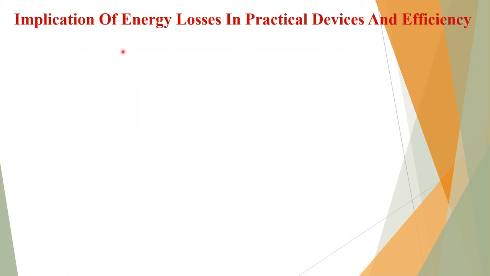Implication of energy losses in practical devices and efficiency. When we talk about an ideal machine, then we have no energy loss, meaning total input or work done on that machine is converted into output, and there is no loss of energy. But when we talk about practical devices or practical machines, then there are some energy losses.